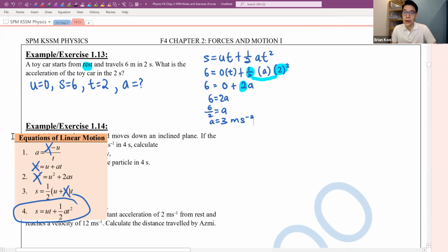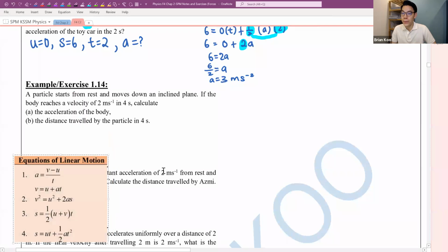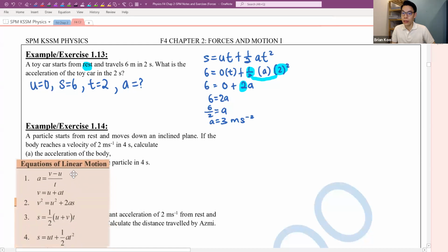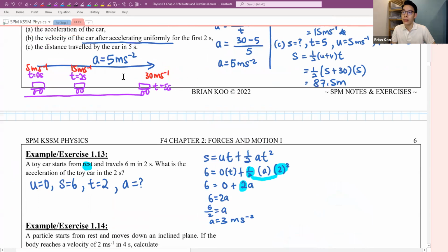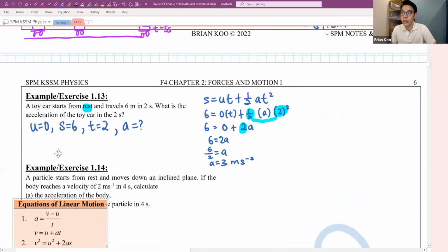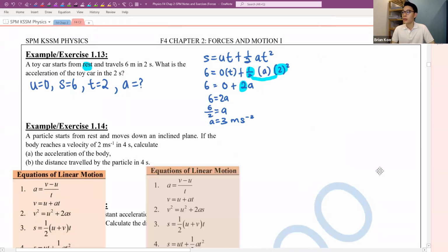That's it. If you are done, can you try 1.14? Please try 1.14. Once you're done, you can refer to my formula on the screen, or you can just look at the formula in this table here, where I put it.